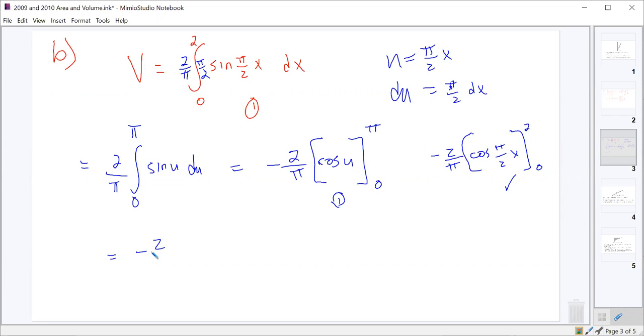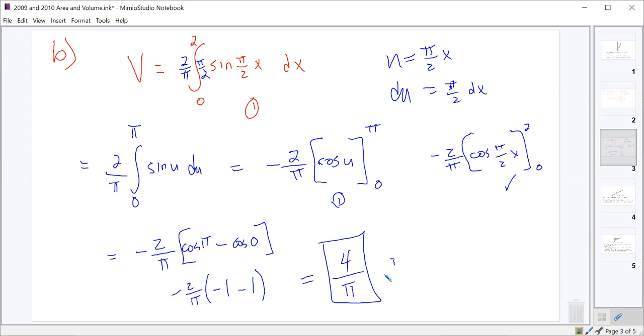So negative 2 over pi, and then cosine pi minus cosine of 0. Cosine of pi is negative 1, so we got negative 2 over pi times negative 1 minus cosine of 0, which is 1. So negative 2 times negative 2 over pi is 4 over pi. And there's your third point for that problem. Any questions on part B?